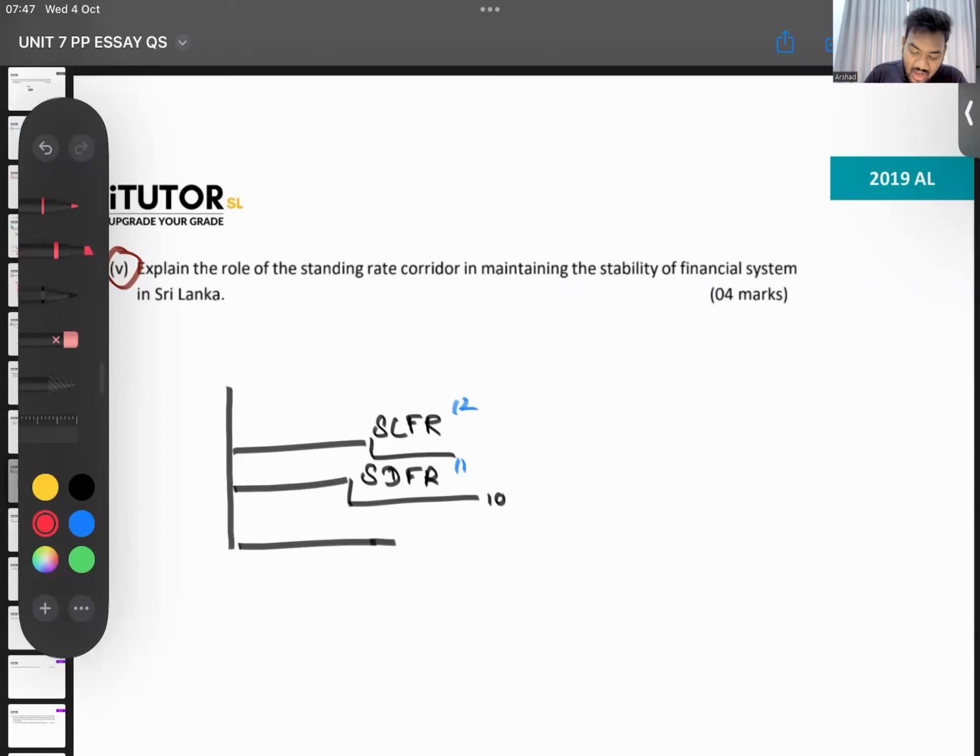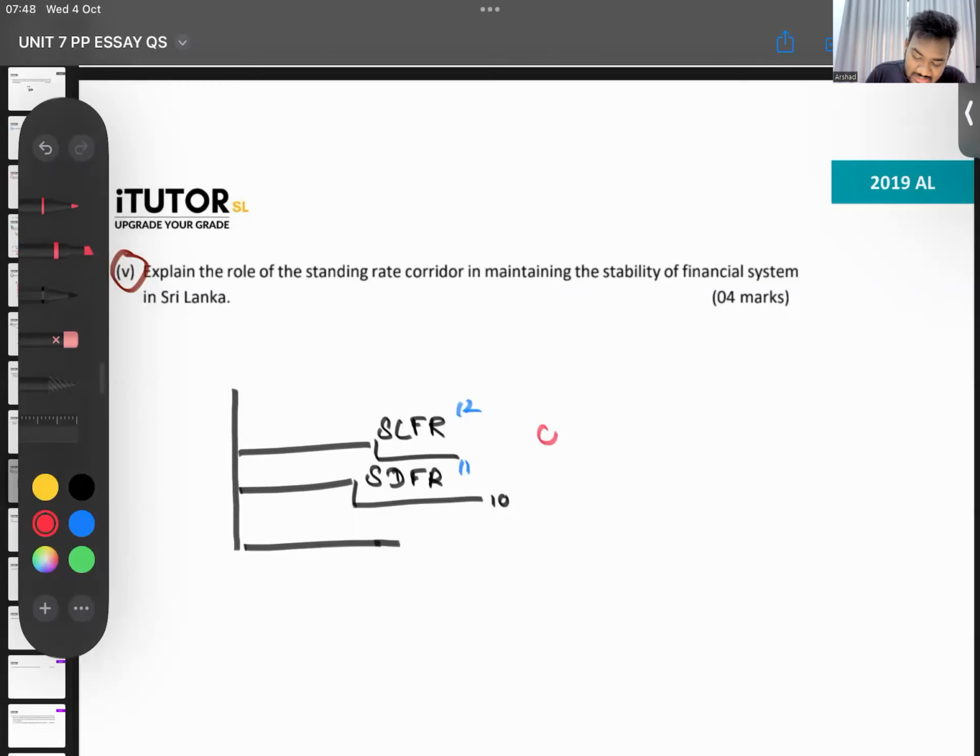You can say how, by controlling these policy rates, they can control the average weighted call money rate, how they can thereby control other short-term and long-term interest rates, and thereby how it affects the price level. You can talk a little bit about that. Yes, it can lead to inflation again, but now inflation is down.